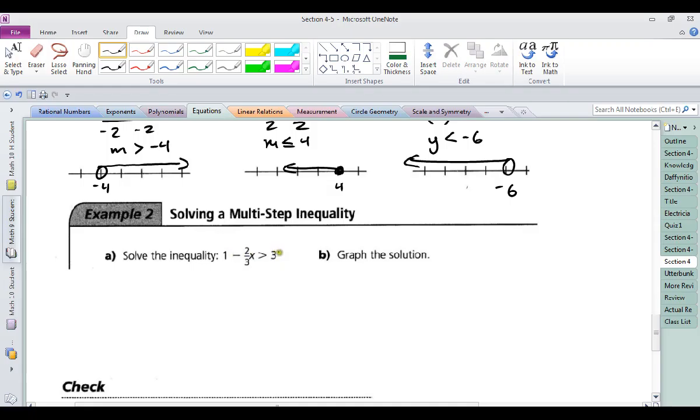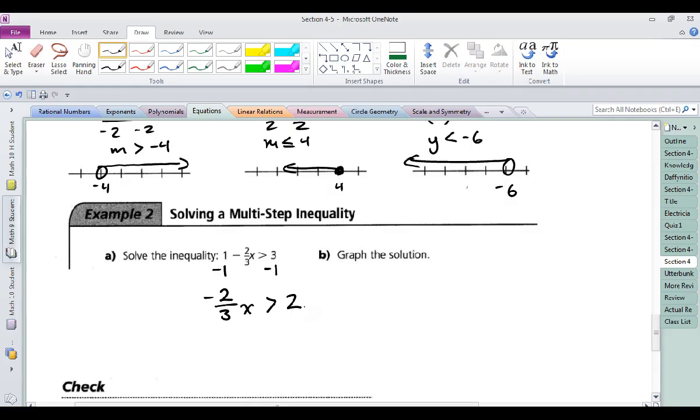So how do you think we should approach this? What is our job always? Isolate the variable. So this 1 can't be over here, can it? No. So what do I do to get rid of it? Negative 1. Is adding or subtracting ever change the sign? No. So we're going to have now negative 2 over 3x is greater than 2.